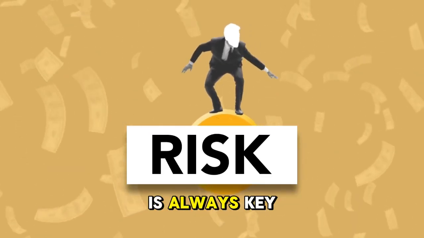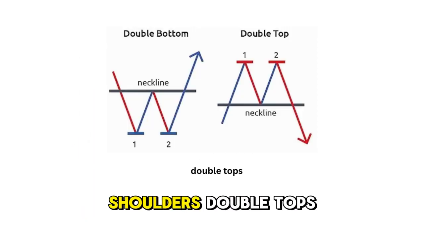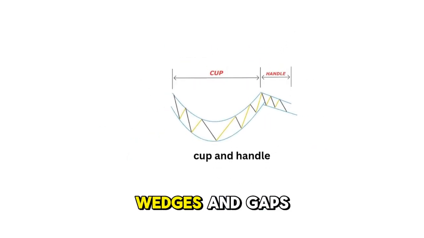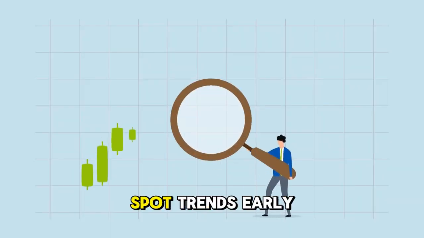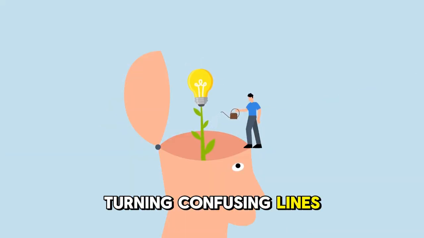They only suggest probabilities, and risk management is always key. So the lesson is that by mastering stock chart patterns like head and shoulders, double tops, triangles, flags, cup and handle, wedges, and gaps, small investors can better read the story of the market, spot trends early, and make decisions with more confidence, turning confusing lines into useful signals.